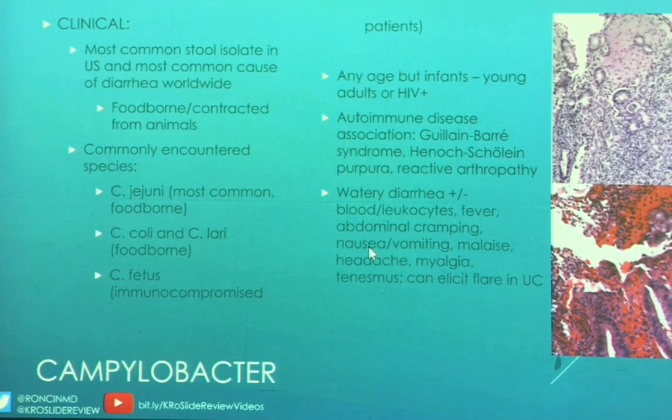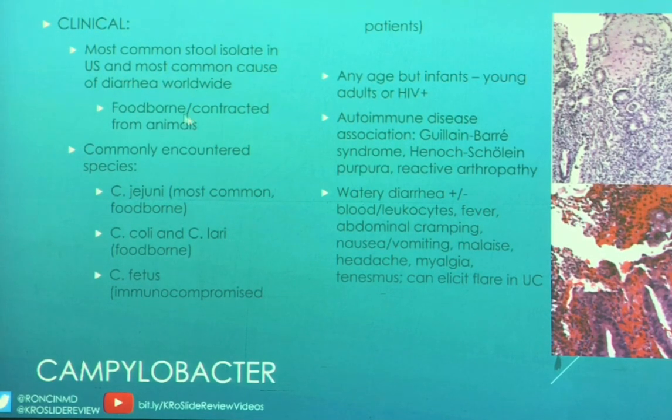And I think the pictures from ExpertPath are a little better examples. But again, these cases are hard. If everything was easy, then maybe we wouldn't have a job. So, okay, Campylobacter is the most common stool isolate. So remember, C. diff is something that's normally in your GI tract, whereas Campylobacter isn't. But it's the most common stool isolate in the US and the most common cause of diarrhea worldwide.